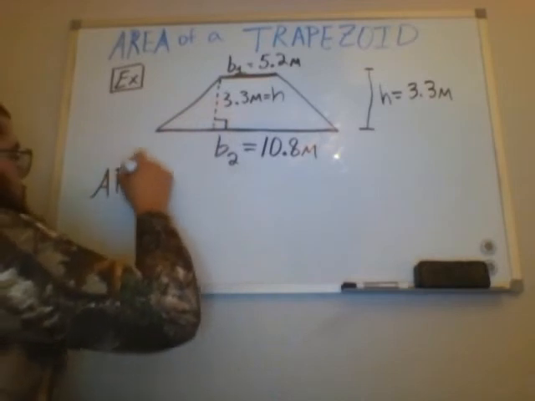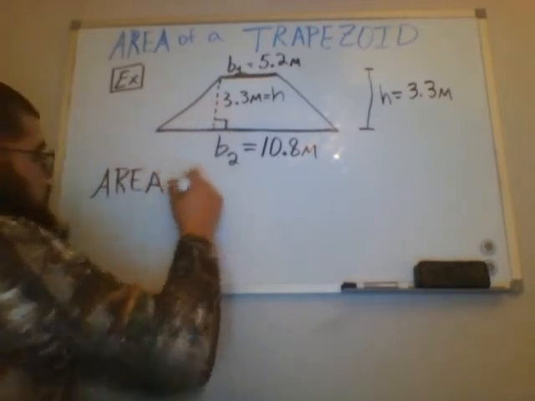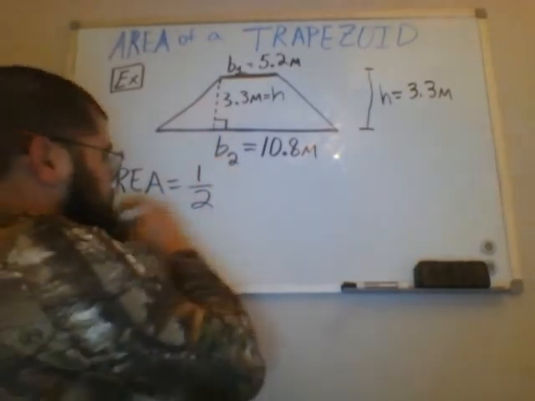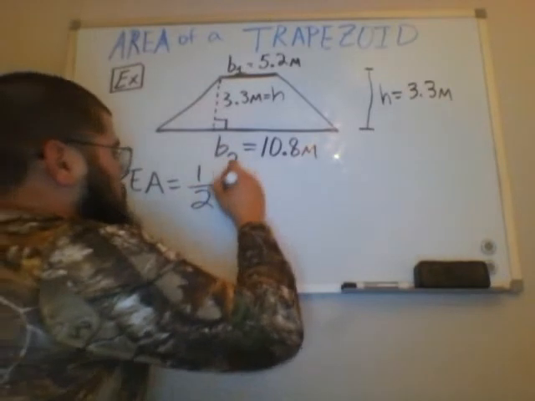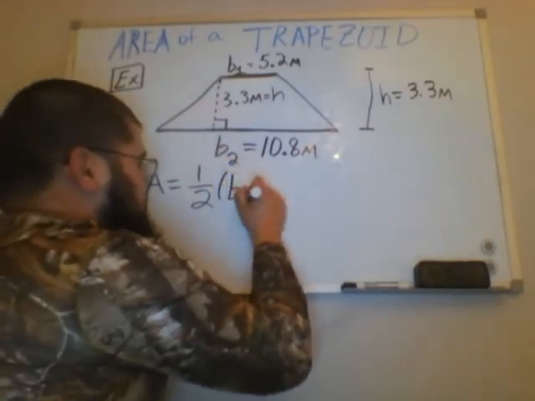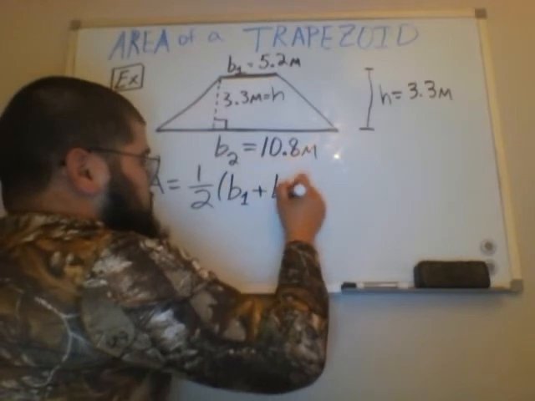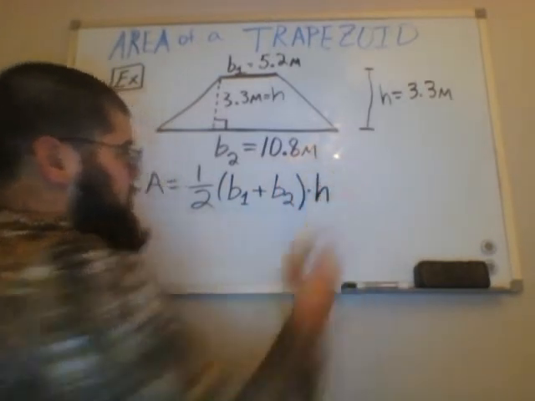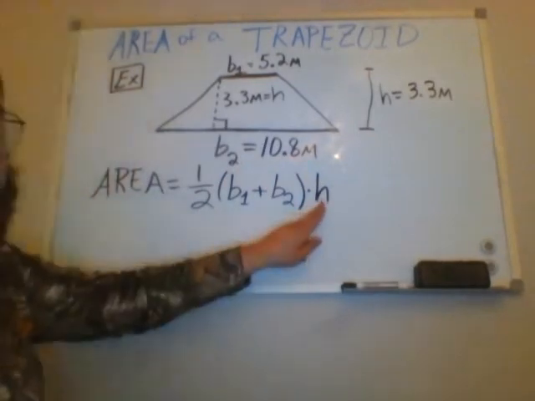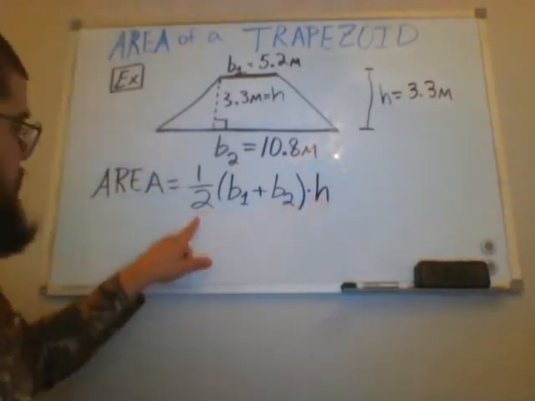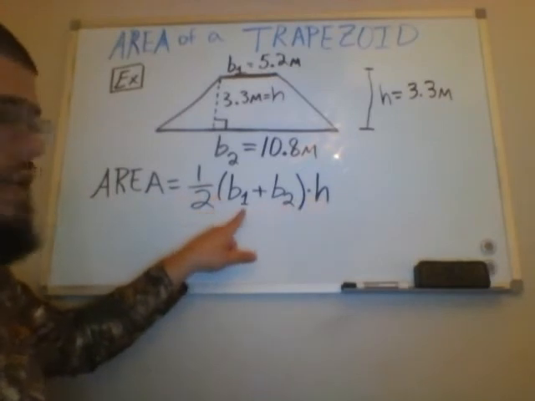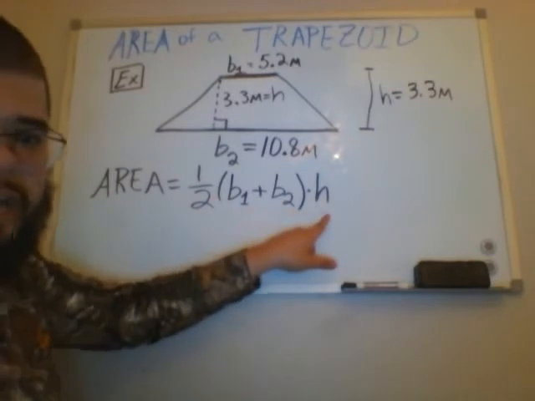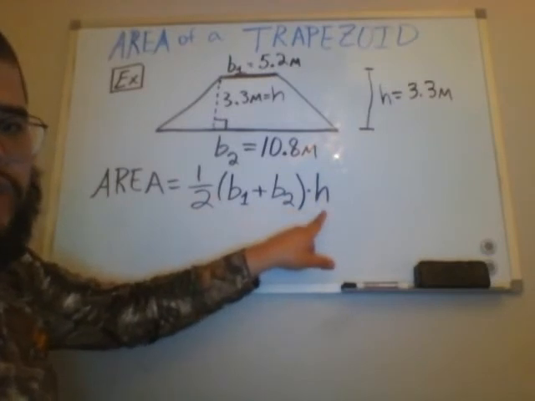Area equals 1/2, just like from triangle, but this is a trapezoid, open parentheses, base 1 plus base 2, close parentheses, times h, which is height. Okay, so this is 1/2 times parentheses base 1 plus base 2, close parentheses, times the height. That's h. H is equal to the height.